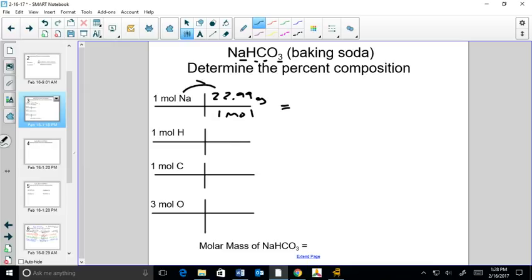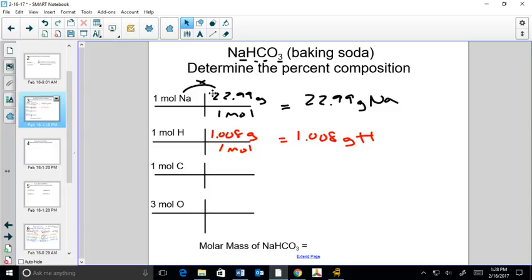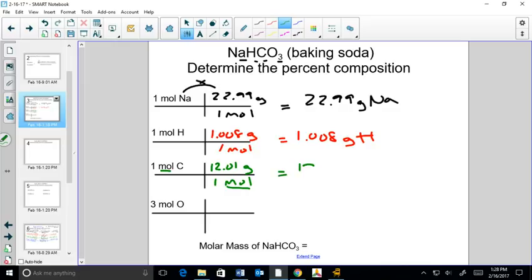And I multiply these guys together, and I get 22.99 grams of sodium. For hydrogen, I'm going to use 1.008 grams in 1 mole. That's the molar mass. So that gives me 1.008 grams of hydrogen. For carbon, I'm going to use 12.01 grams in 1 mole. And again, notice that moles are here and moles are there, so they cancel out, which gives me 12.01 grams of carbon. And last but not least, I have oxygen, where I have 16.00 rounded.